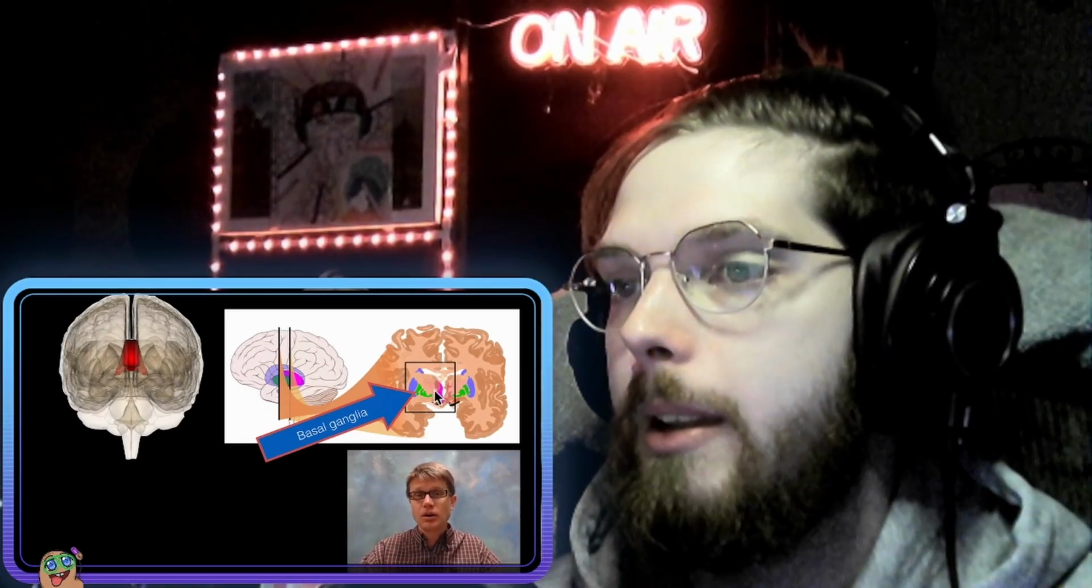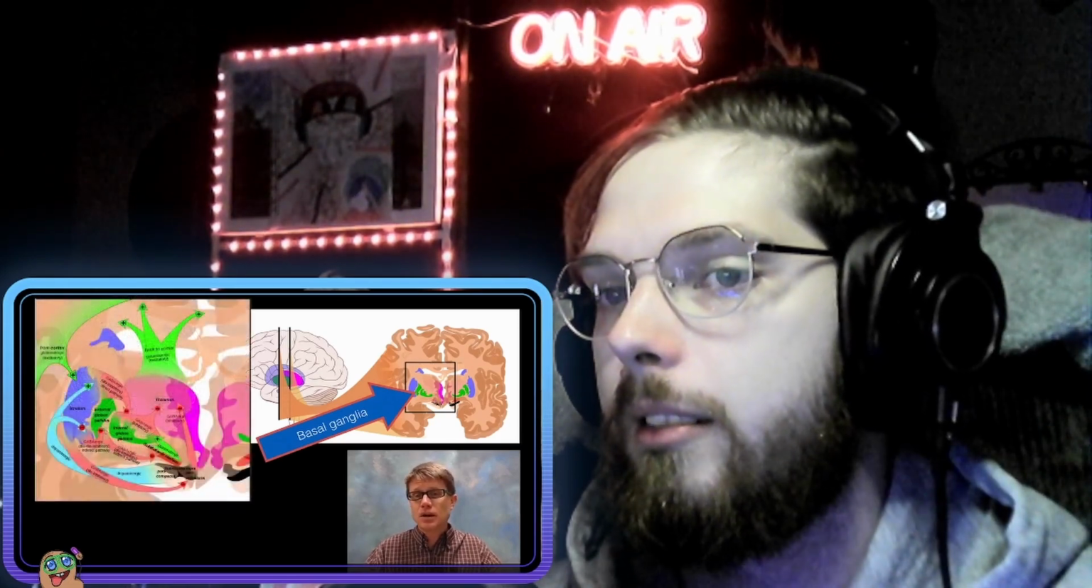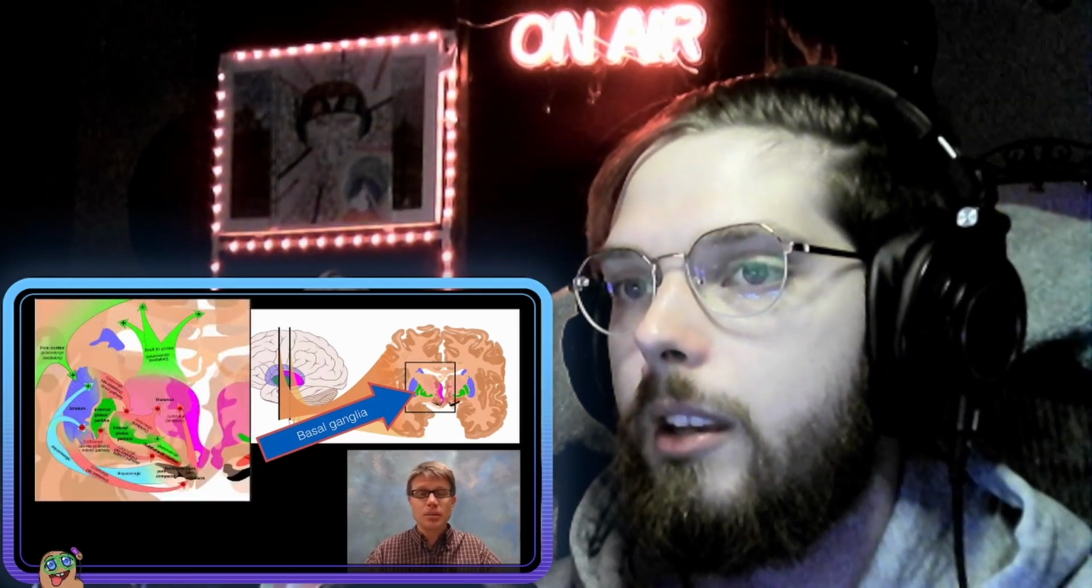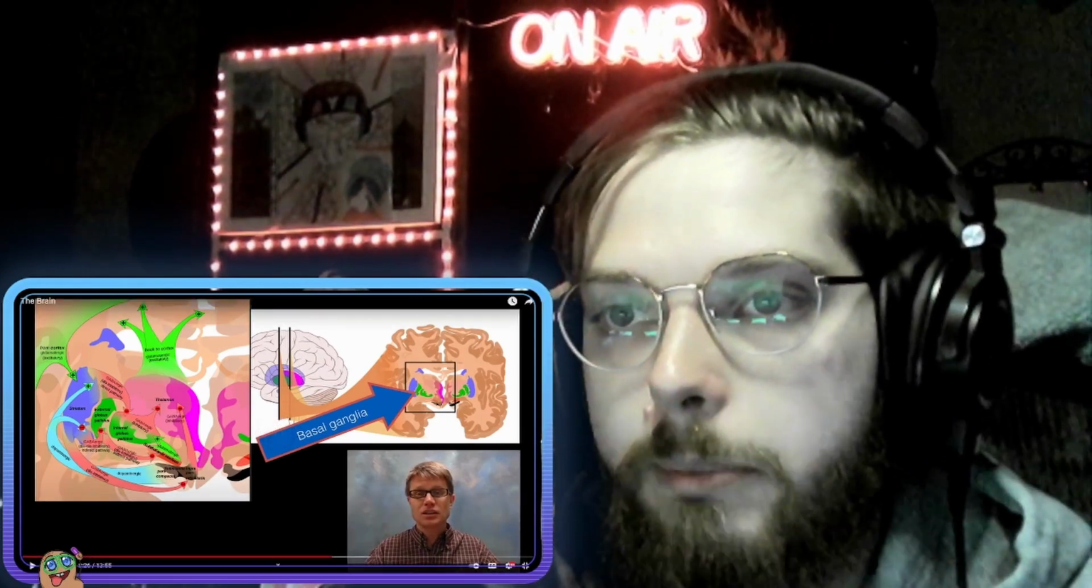So this is below the cerebral cortex. What's the function of the basal ganglia? Well, scientists have been able to figure out this complex interaction of inhibition and excitation, from cortex back to cortex.